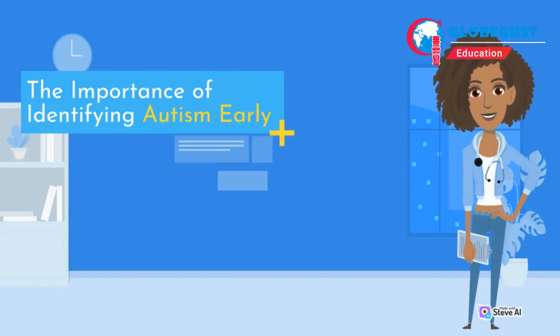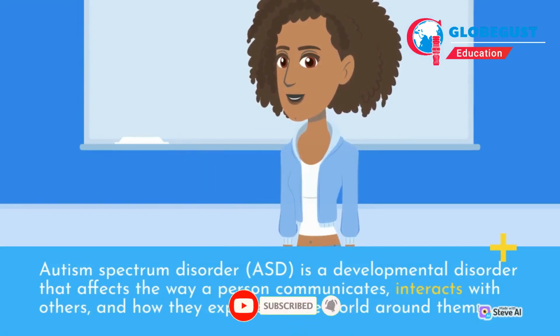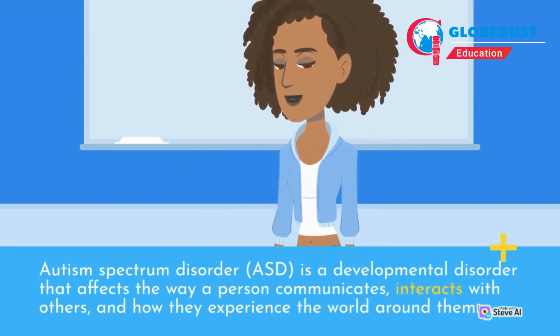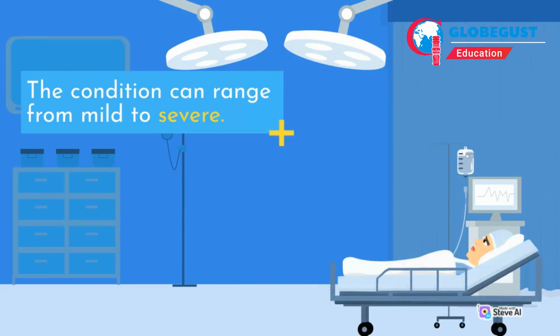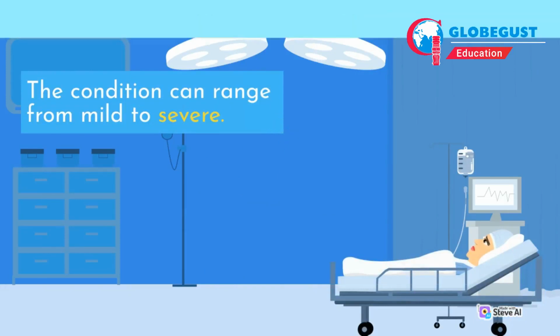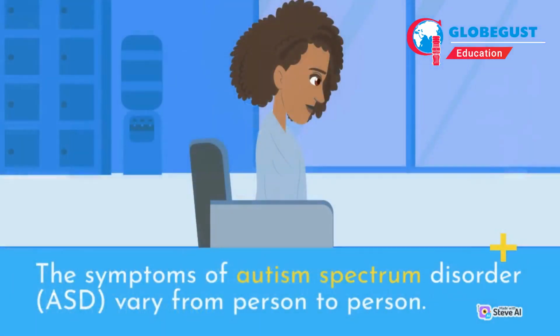The importance of identifying autism early. Autism spectrum disorder, ASD, is a developmental disorder that affects the way a person communicates, interacts with others, and how they experience the world around them. The condition can range from mild to severe. It is important to identify ASD early because it can help people with ASD get the care and support they need to thrive. The symptoms of autism spectrum disorder, ASD, vary from person to person.